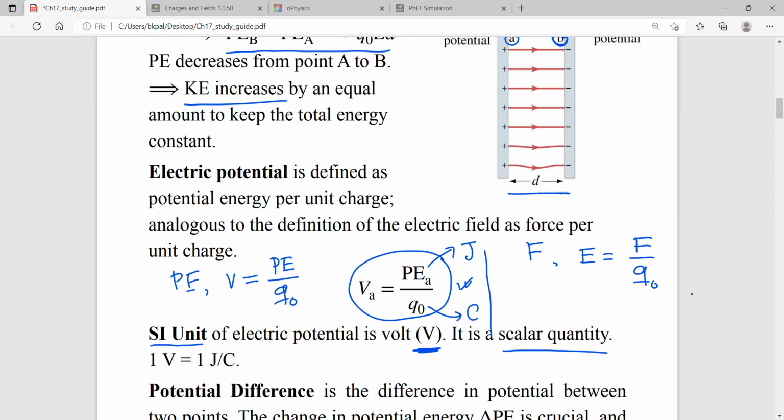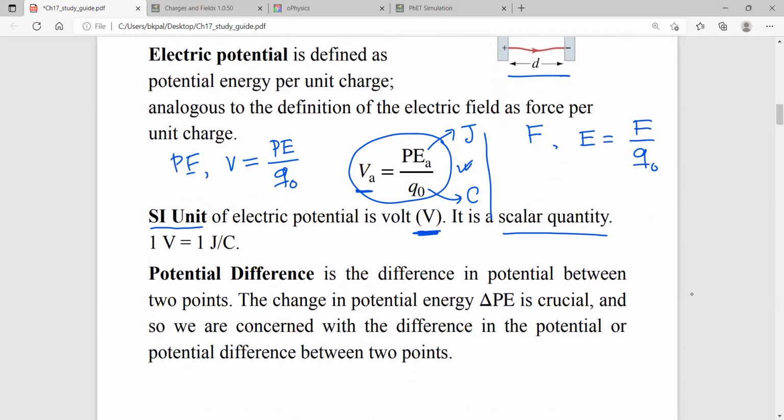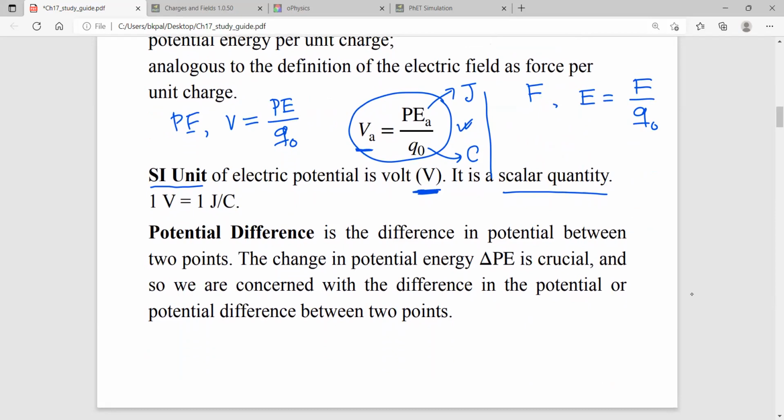Similarly, here the individual potential at any point is not an important quantity, but the potential difference is. So what is the potential difference? From the same equation, you can tell that the potential difference between 2 points, let's say B and A, is equal to the change in potential energy divided by the test charge. Remember that change in potential energy means final potential energy minus initial potential energy. So remember this convention.